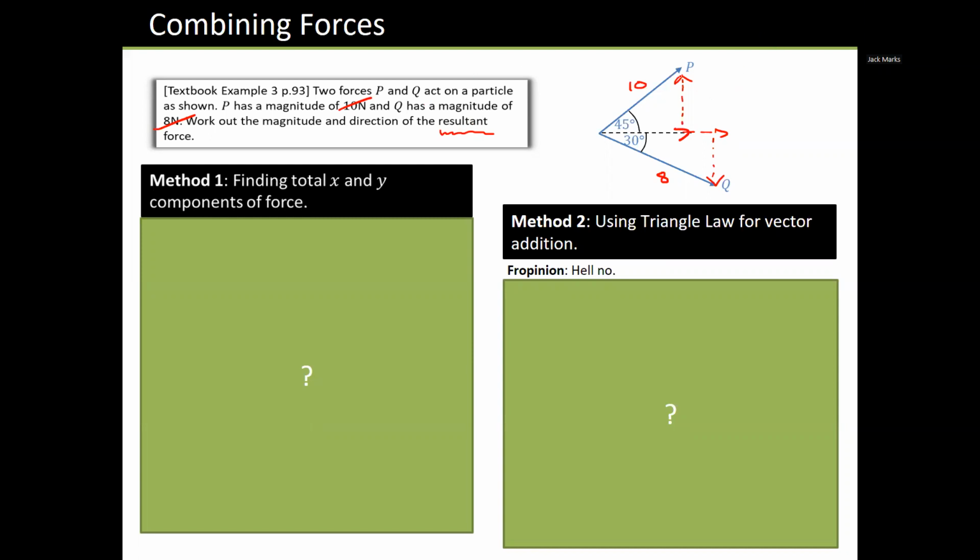So for up, what have we got for up? We've got 10 sine 45. What have we got for P to the right? We've got 10 cos 45. How about for particle Q? So let's do the down part first. So for the down part, it's 8 sine 30. And for the part to the right for Q, it's 8 cos 30.